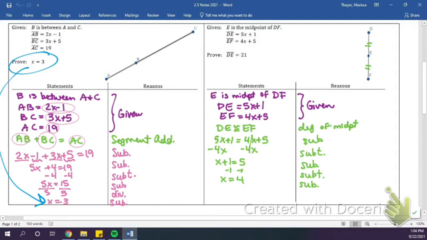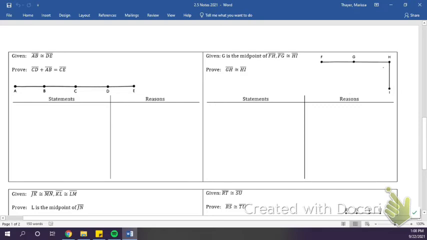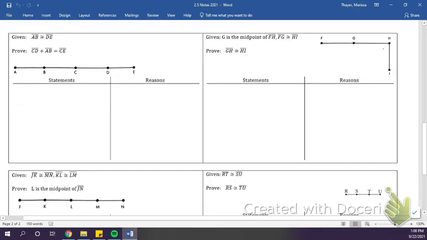It feels like we're done, but is x equals 4 what they're wanting us to prove? Of course not. We need to go one more step. I know so far that DE is 5x plus 1, but I now know that x is 4. So 5 times 4 plus 1 with substitution allows me to say that DE is going to be 21 when I simplify. It's not always the case that your final reason is going to be substitution, but it does happen a lot because substitution is used anytime you simplify.